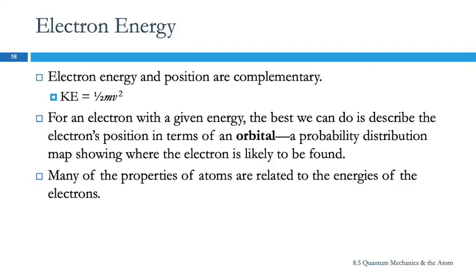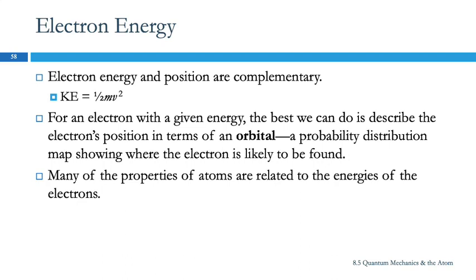So the uncertainty principle tells us that energy and position are complementary for an electron. We know that kinetic energy is equal to 1/2 mv squared, where m is the mass and v is the velocity. So the best we can do is to describe the electron's position in terms of a probability distribution map, and we call those orbitals. It's a region in space where the electron is likely to be found.